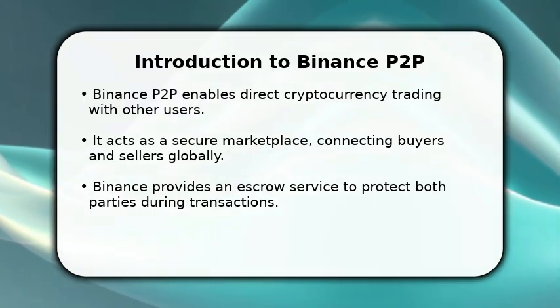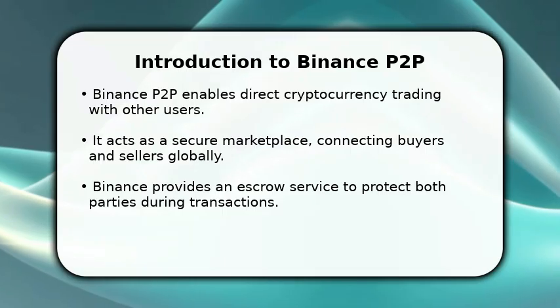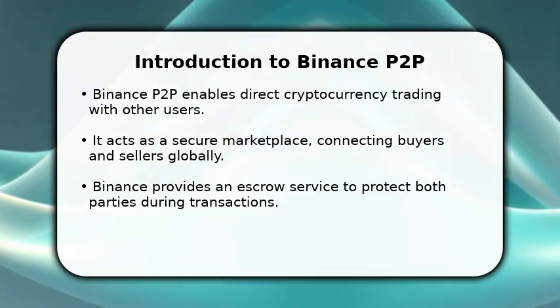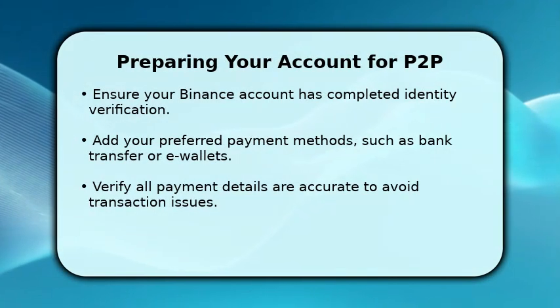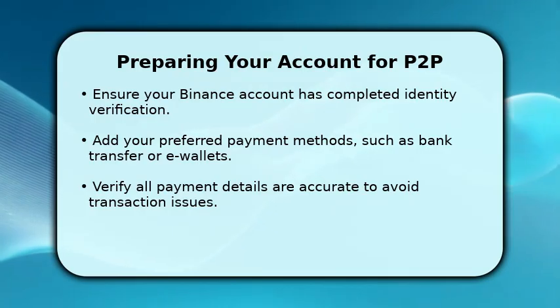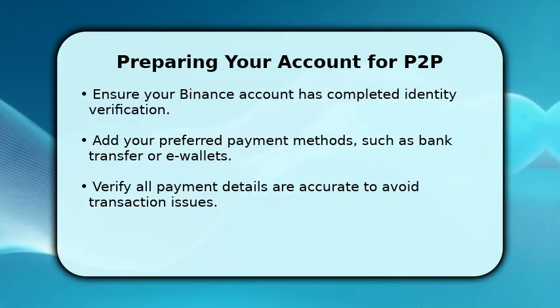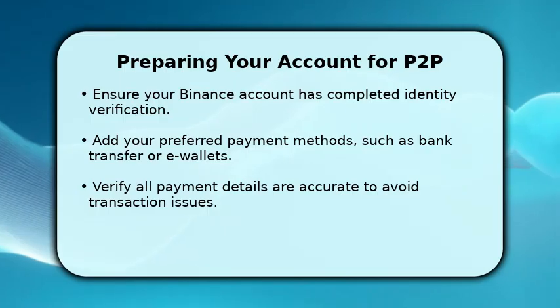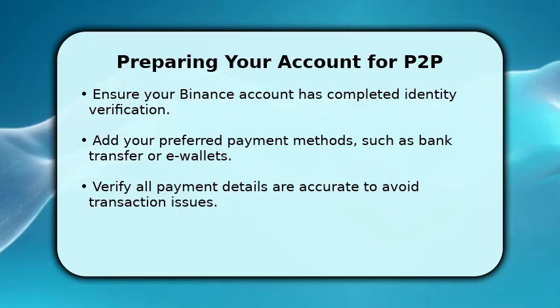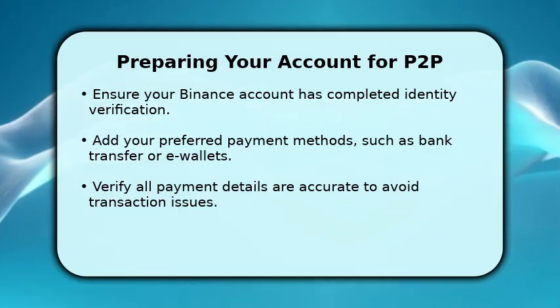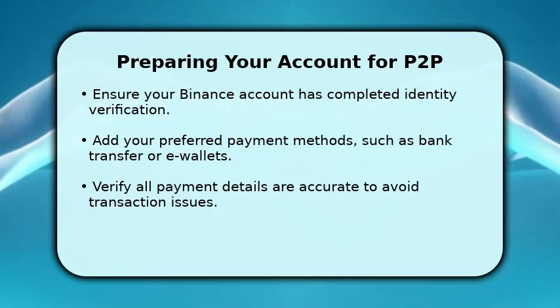Before you start, you will need to register an account and complete identity verification, also known as KYC, to access this service. To prepare for your first P2P trade, first ensure your Binance account is fully verified. Next, you need to add your preferred payment methods. This could be a bank account, a mobile money wallet, or other local options. Make sure all details are entered correctly to prevent any delays. Remember, any crypto you buy or sell via P2P will be held in or transferred to your funding account.